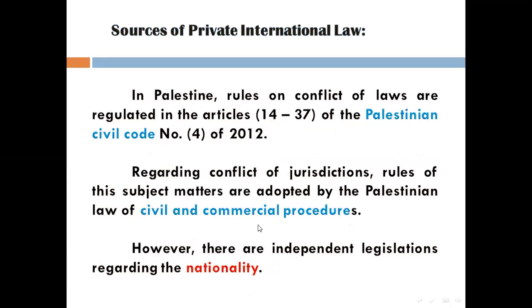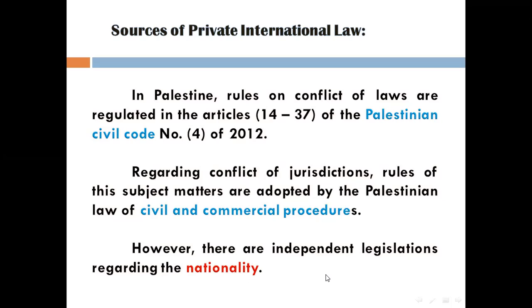Okay, so in Palestine, for example, rules on conflict of laws are regulated in articles 14 to 37 of the Palestinian Civil Code, number 4 of 2012. Some rules regarding conflict of jurisdictions, I mean rules of this subject matter, are adopted by the Palestinian law of civil and commercial procedures. However, there are independent legislations regarding nationality.